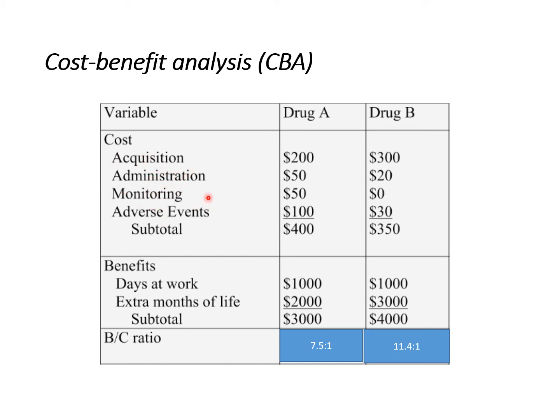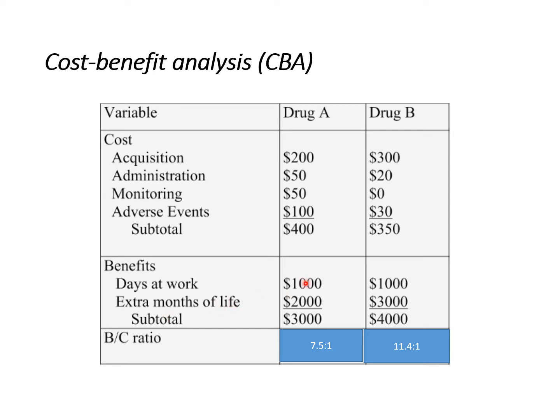Let us assume at the time of administration. And now the total cost for drug A is $400 and the total cost for drug B is $350. So drug A is more expensive than drug B. In this example, the benefits are not monetary in nature or by default. We have days at work allowed by the drug, and we have extra months of life, of course, because of the drugs, let us say.